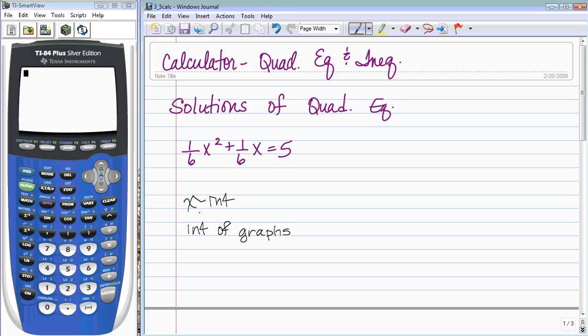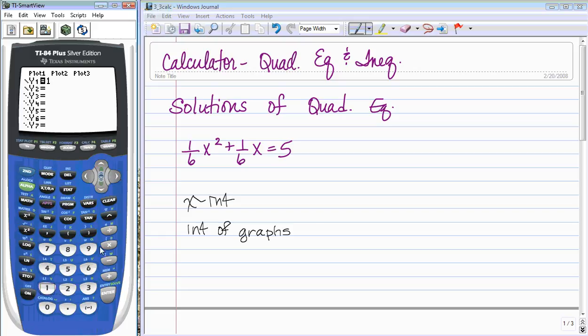Now to do the x-intercept method, I would have to set the equation equal to 0, right, and then find the x-intercepts of the graph. For the intersection of graphs, I could let one side be y1, the other side be y2. So let's look at how both of these methods would transpire. So let's say we're going to do the intersection of graphs.